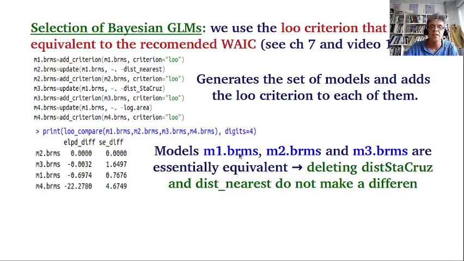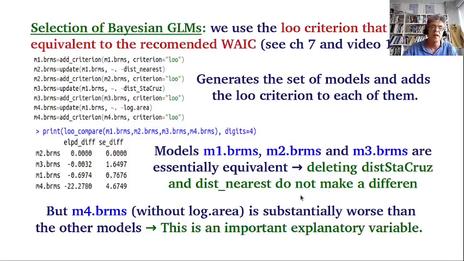So this again shows that models M1, M2, and M3 are essentially identical. This means that deleting these explanatory variables, distance to Santa Cruz and distance to the nearest islands, doesn't make much of a difference, whereas the M4 model without the log area is substantially worse than all other models, suggesting that this is an important explanatory variable. We again arrive at the same result in this model selection exercise as we did for the frequentist version of this model.